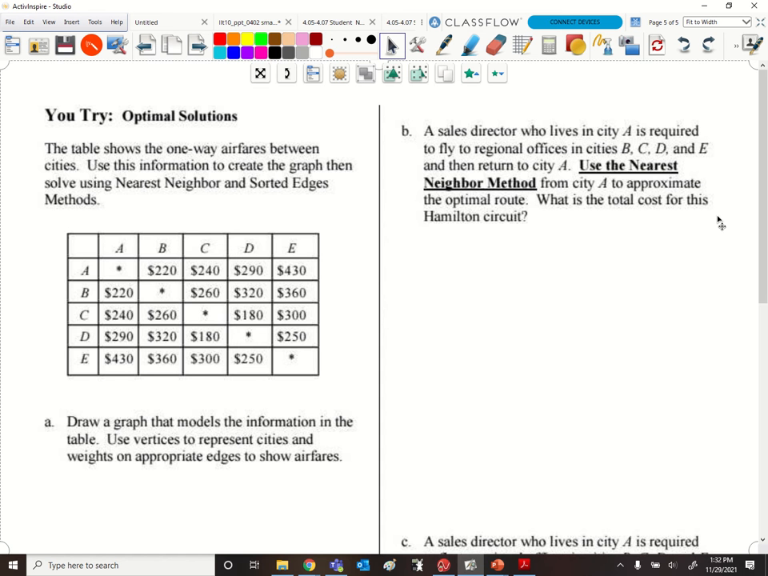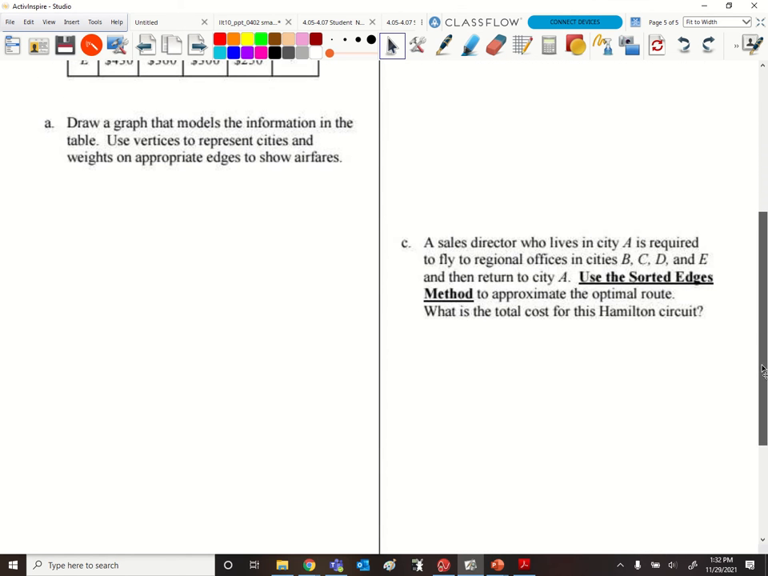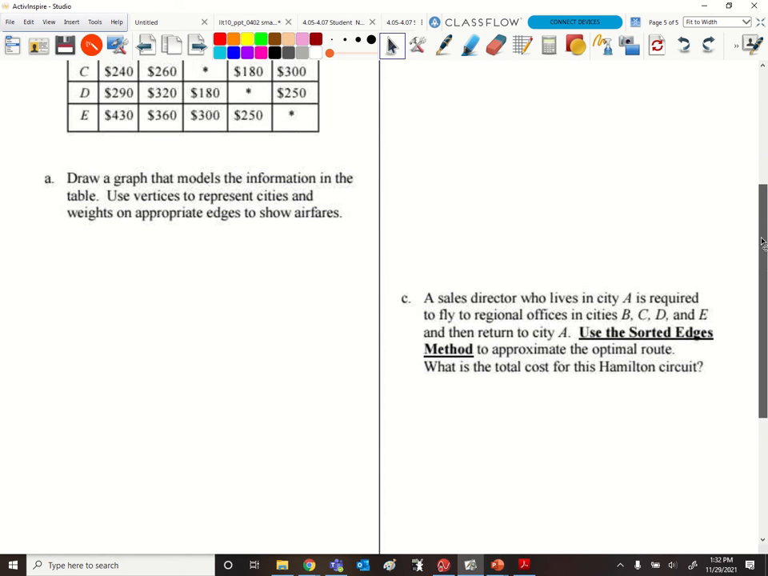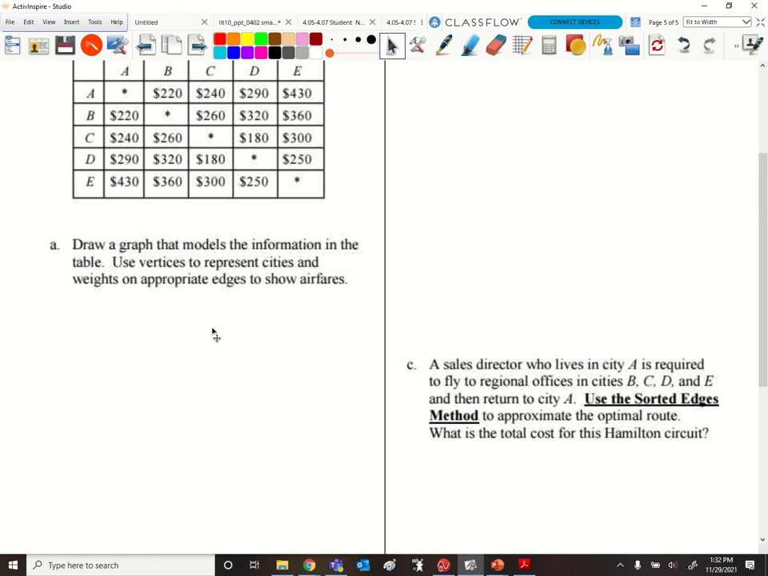So what we're going to do on this, it says, use the table showing one-way fares between cities, use the information to create the graph, and then solve using the nearest neighbor and sorted edges methods. Now, I'm going to explain those methods again here in a moment. I want you people to write right now. You're going to draw a graph. How many cities do I have on this graph? 5. There we go. All right. A, B, C, D, E.